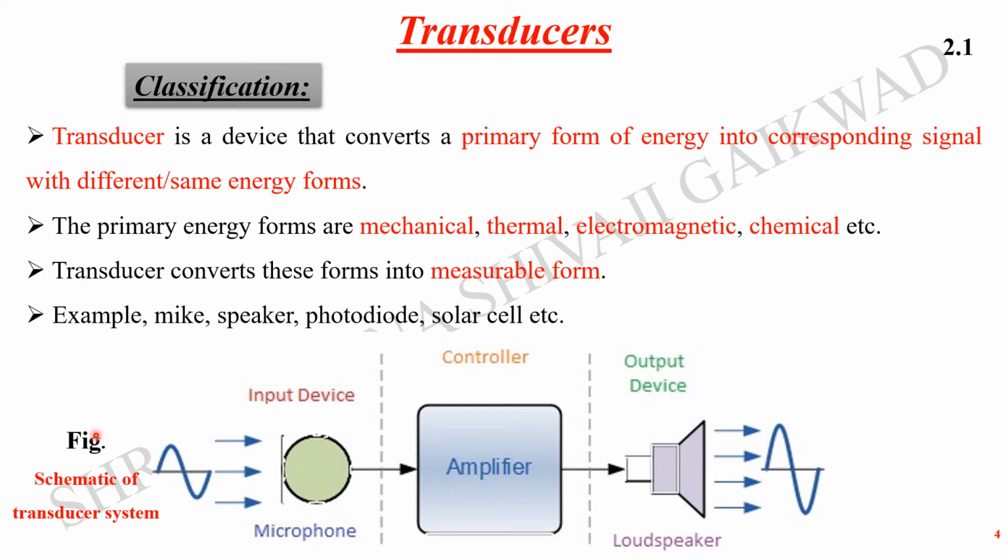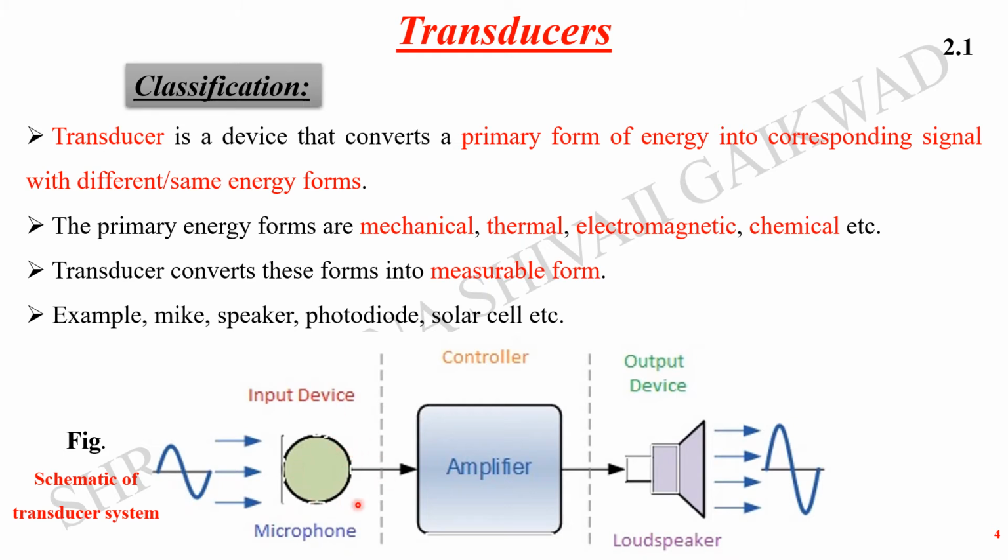So the schematic representation of the transducer system is this. The primary changes or the signal will be detected by this microphone. This is the input device. Then this will be the microphone, which converts the sound energy into the electrical signal.